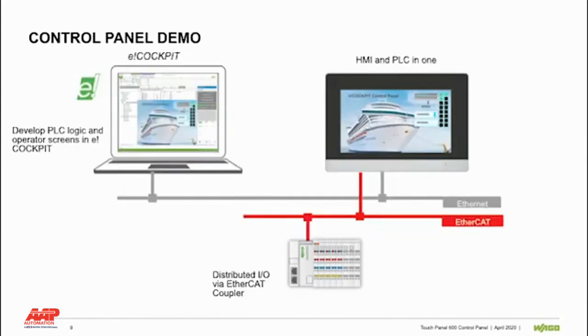Next, Mark is going to show you a demo of the control panel. This is the diagram of the architecture of the demo. Mark will use the eCockpit software to set up the ETHERCAT communications with the distributed I/O and develop the PLC program. Then, in runtime, the control panel will manage the outputs on the ETHERCAT coupler. So I think Mark is ready to show us how it's done.